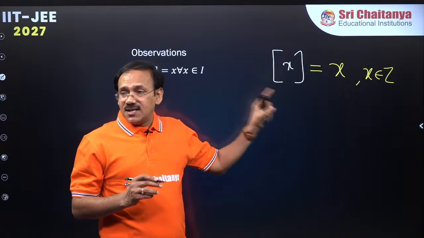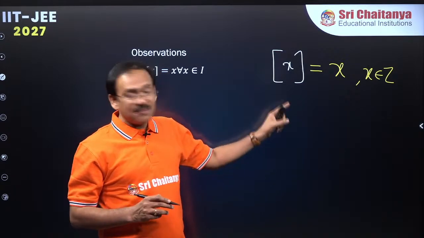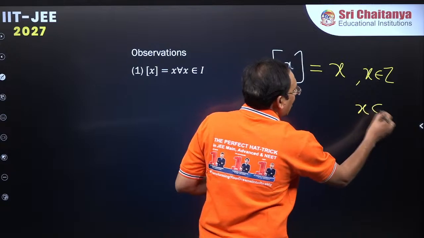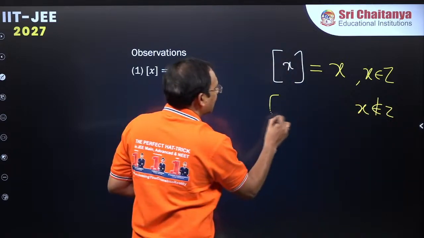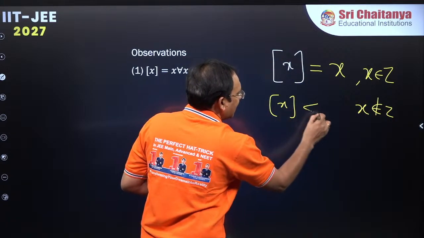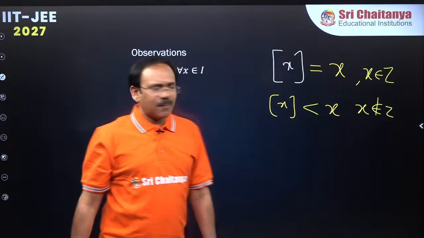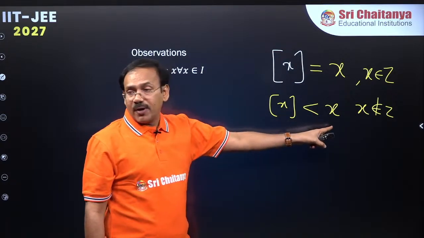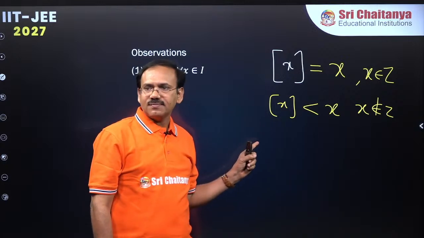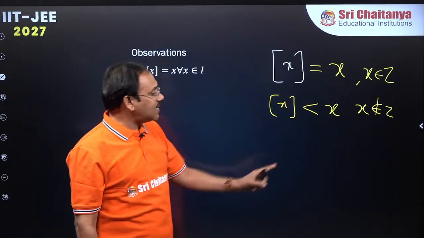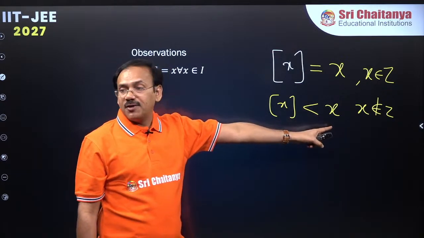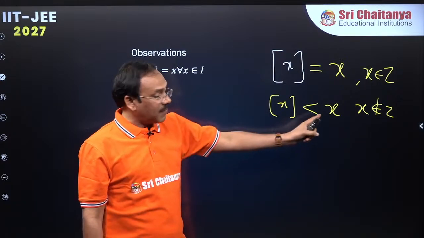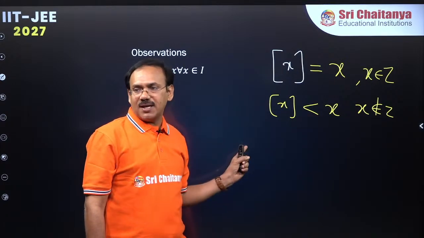If x is integer, step x is nothing but x. Correct. If x is non-integer, step x will definitely be less than x. Am I correct? Suppose you take 1.34. x is 1.34, step x is 1. x is 4.5, step x is 4. If x is minus 1.3, step x is minus 2.